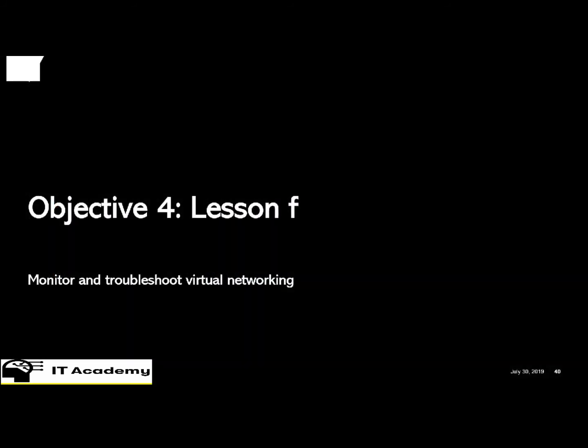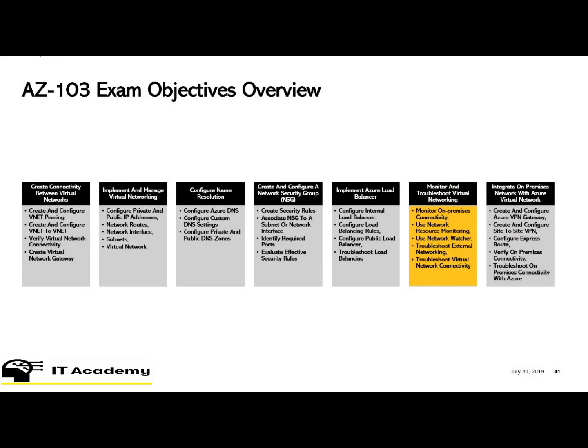In Lesson F of Objective 4, we're going to learn how to monitor and troubleshoot virtual networking with the tools that Azure provides for us. As a Microsoft Certified Azure Administrator, one of the more common types of activities you'll get involved with is monitoring and troubleshooting virtual networks. The exam will test in depth your knowledge and proficiency at monitoring on-premises connectivity, using network resource monitoring, using the Network Watcher resource tool, troubleshooting external networking, and also troubleshooting virtual network connectivity inside of Azure.